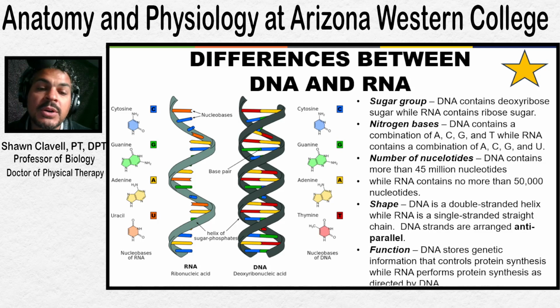Then finally, the function. We've talked about how DNA houses all of the genetic information to make all of the proteins in the body. RNA can take a small portion of that and then send it out to the cytosol, into the cytoplasm, to make a specific protein.